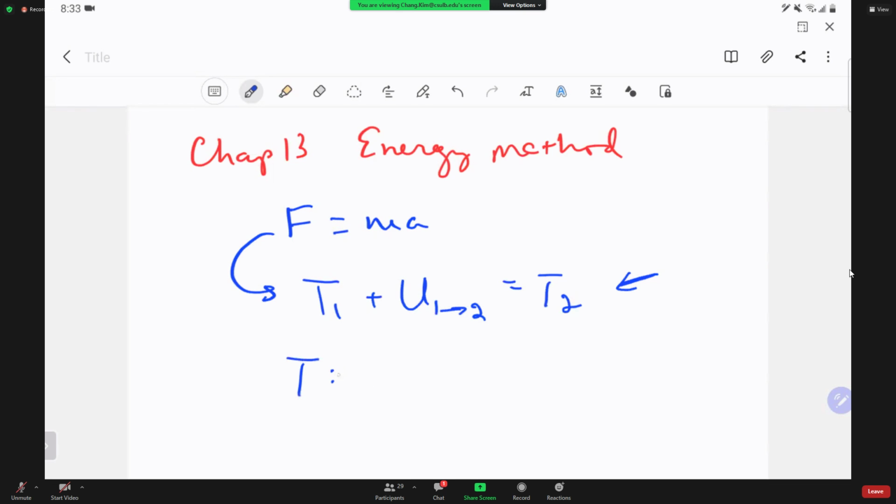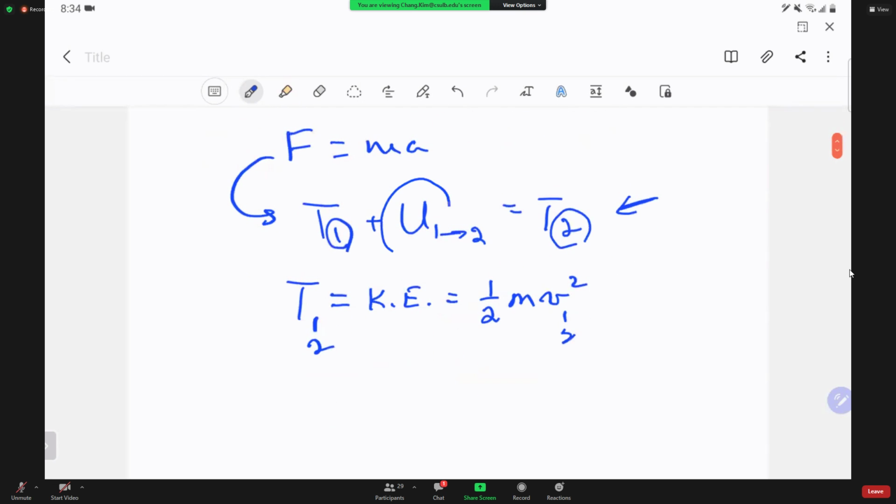T is known as the kinetic energy, and that is defined to be 1/2 times mass times the velocity squared. If it is at station 1, then you put the 1s. If it is station 2, then you put the 2s here. Mass doesn't change at positions 1 and 2, so it stays constant. And what is this?